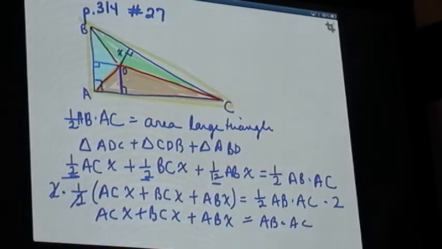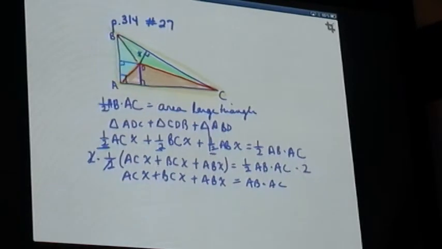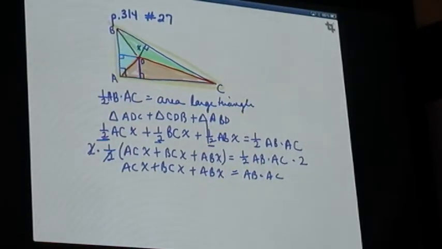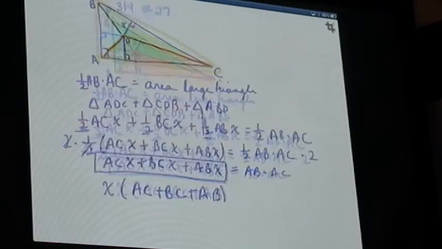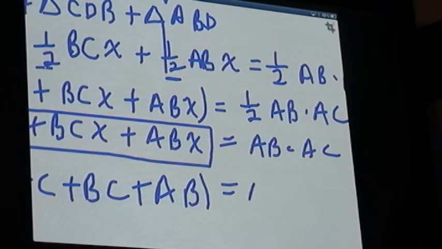Now we're going to factor our x out. Okay, we're going to factor our x out of the left-hand side of our equation. So we factor out our x, we get AC plus BC plus AB, which are all sides of the triangle. And that was part of our assignment, was to tell what x is in terms of the sides of the triangle.